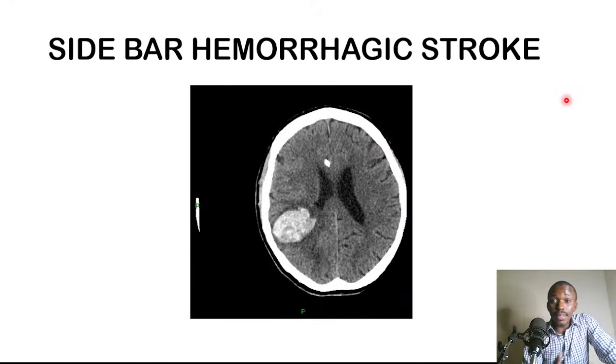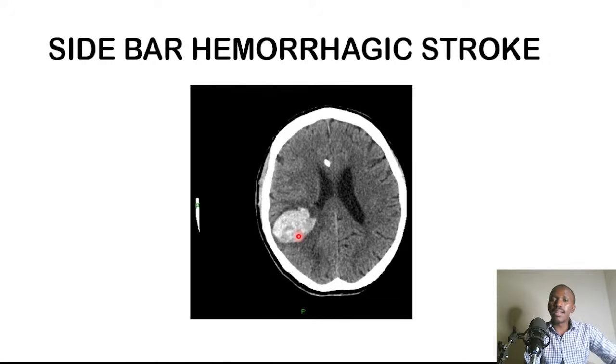So sidebar, this is what a hemorrhagic stroke looks like. So here, blood is also going to be appearing. If it's acute blood, fresh blood, it's going to be appearing bright, whitish like this. If it is subacute, it will almost now be appearing like the brain consistency. If it's chronic, it's a bit darker.